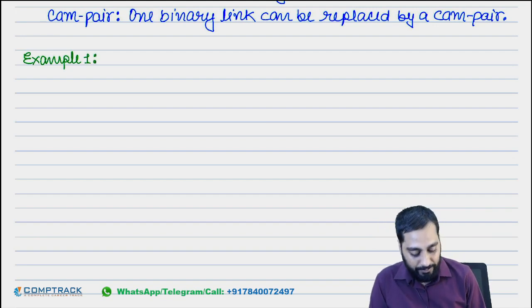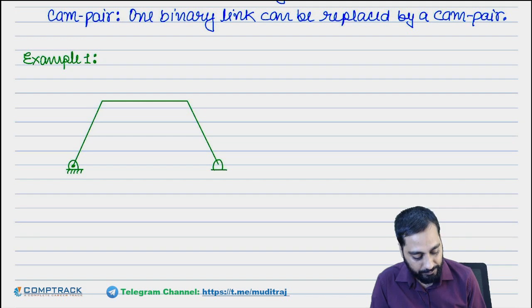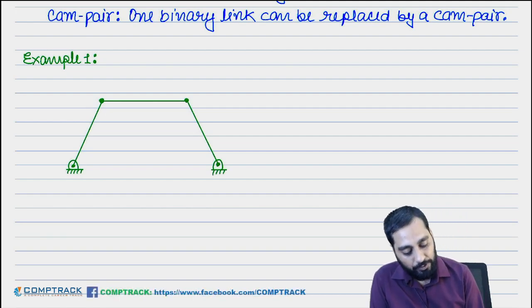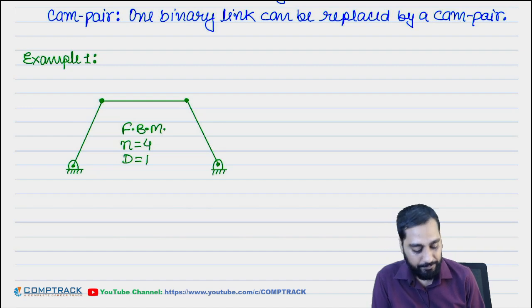Let's say there is a 4-bar mechanism given to you like this. A 4-bar mechanism is given to you like this. Simple. This is a 4-bar mechanism. For this 4-bar mechanism, you know very well that n equals 4 and the degree of freedom is 1. You know very well. Okay.